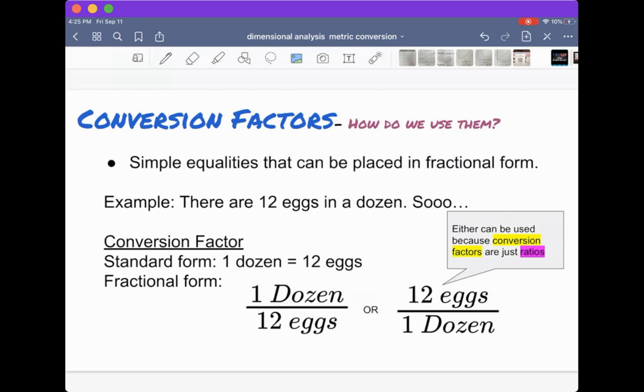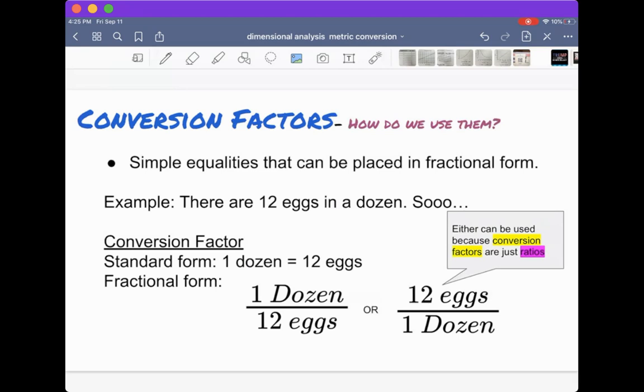Okay, so what is a conversion factor and how are we going to use them to be able to convert units from one type of unit to the other? First off, you need to understand what a conversion factor is. A conversion factor is a quantity. It is basically an equality. Okay, so you're going to have an equality equation where one thing is equal to another.